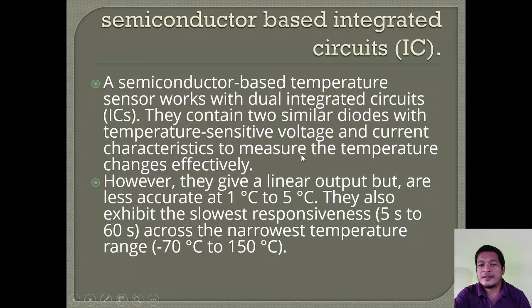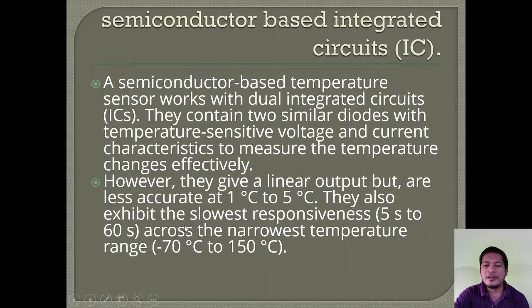Then the next type of temperature sensor is the semiconductor based integrated circuit. A semiconductor based temperature sensor works with dual integrated circuits, ICs. They contain two similar diodes with temperature sensitive voltage and current characteristics to measure temperature changes effectively. However, they give a linear output but are less accurate, at 1 degree Celsius to 5 degrees Celsius. So these are the tolerance.